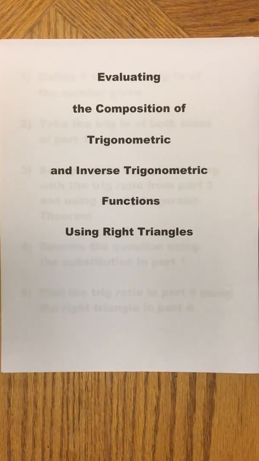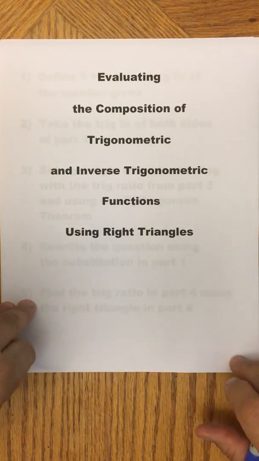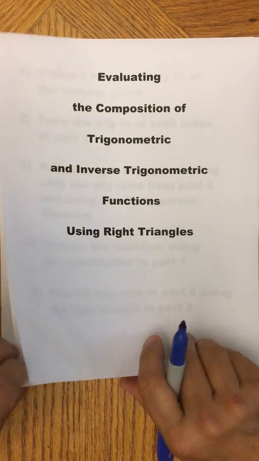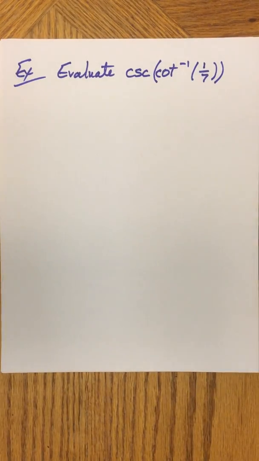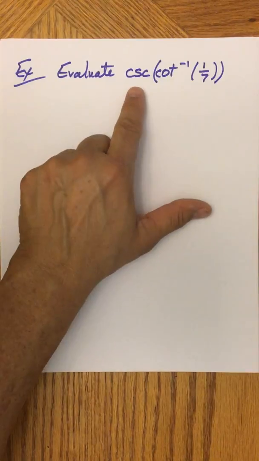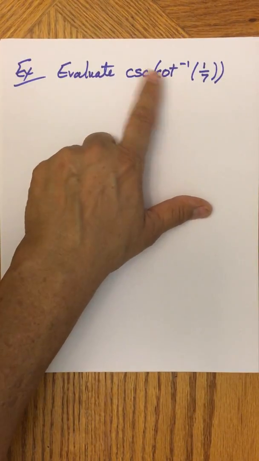Hello, in this video we're going to look at evaluating the composition of trigonometric and inverse trigonometric functions using right triangles. So let me just show you what that looks like. Something like that, a problem like that. And so what you'll find is the recognition for this is you have two different trig functions.